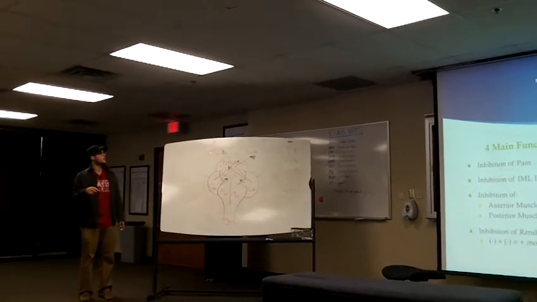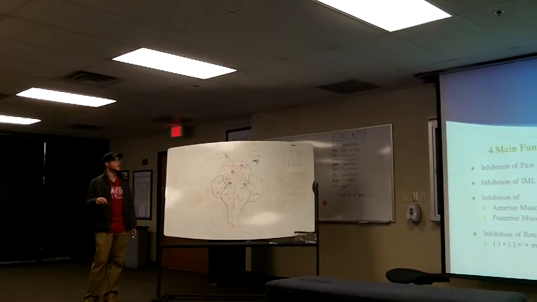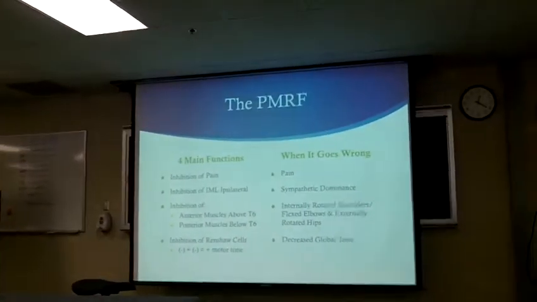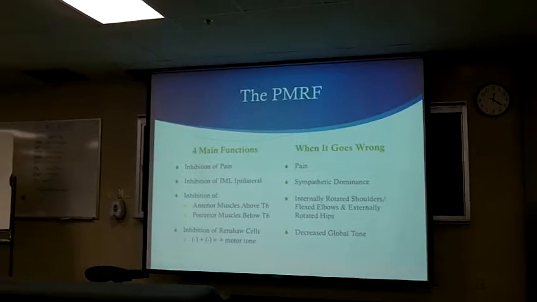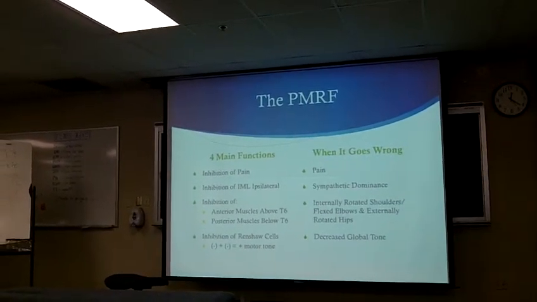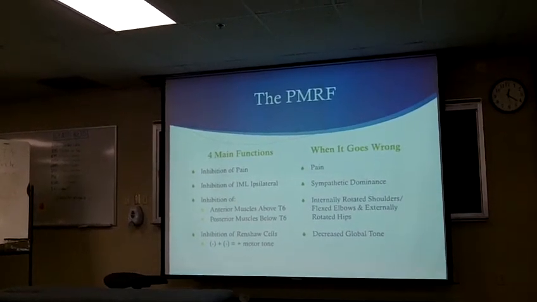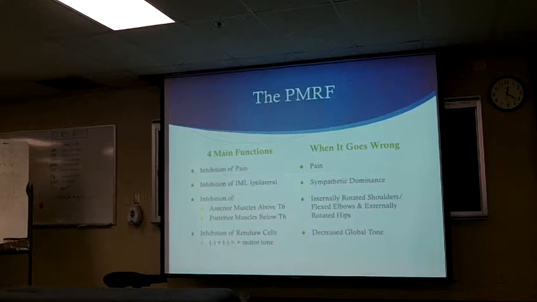Okay, so now we're going to talk about these going down and affecting the pons and the medulla. So 4 main functions that we care about as chiropractors for the pons and the medulla right now, leaving out the mesencephalon. The first one is inhibition of pain.